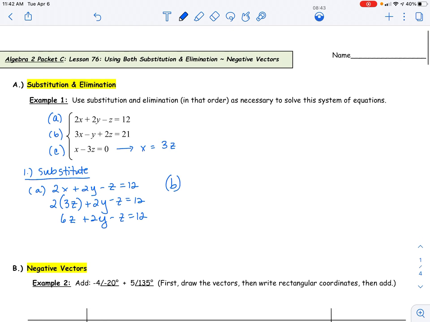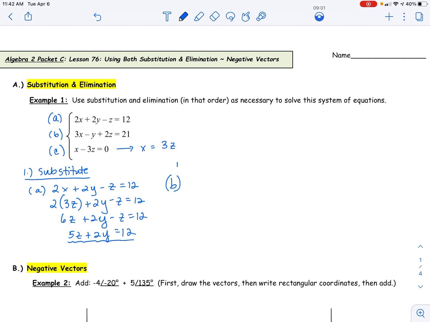And we'll end up with an equation that gives us 2 variables like we're used to. So we're going to have 5z plus 2y equals 12. Okay, so there's the first equation we're going to be using. Okay, so we substituted. We're going to substitute here again.